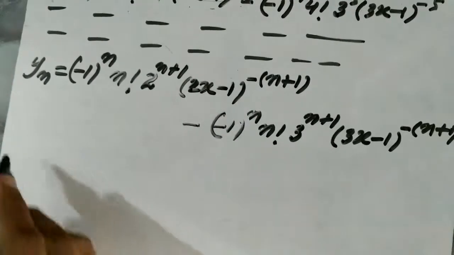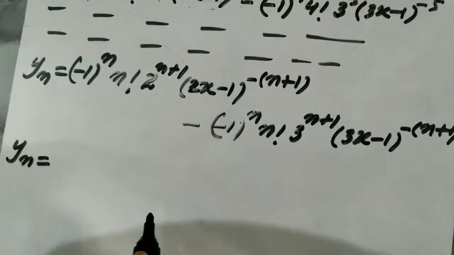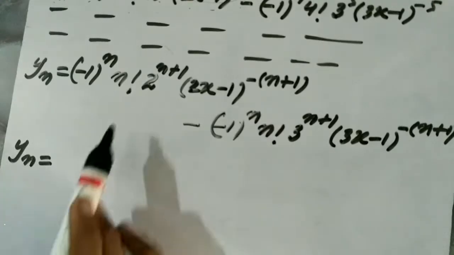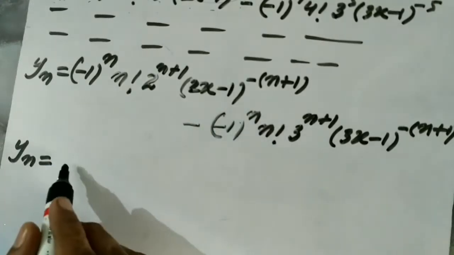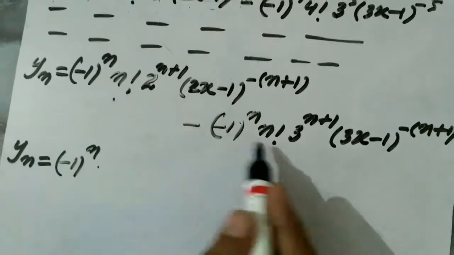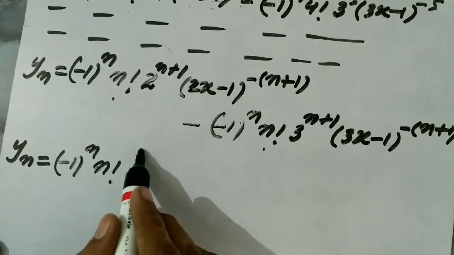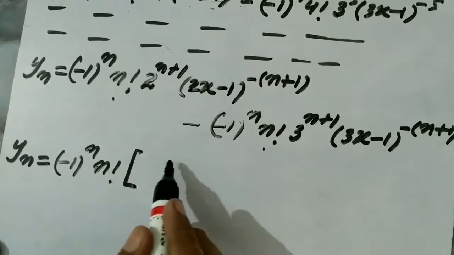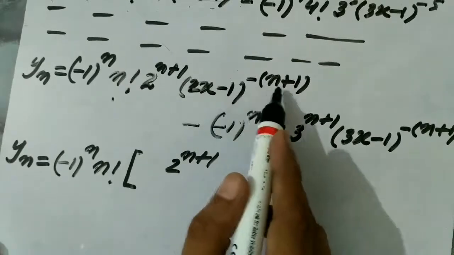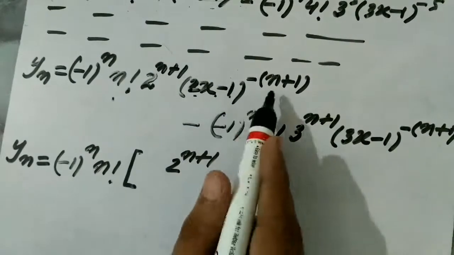So ultimately yn. Now we see in the next step, we take the common out of these two terms. So what is common? Minus 1 raised to the power n is common, factorial n is common out of both the terms, and in the bracket what is left? 2 raised to the power n plus 1, and we may write (2x minus 1) raised to the power minus (n plus 1) as 1 upon (2x minus 1) raised to the power n plus 1.